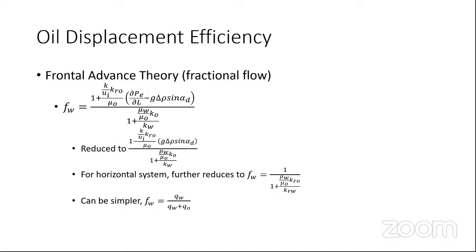Here's the frontal advance theory of fractional flow. So you have the fractional flow of water and how it's reduced to the ultimate equation. Mobility is related, your relative permeability is related, and really it reduces down to your water rate divided by your total liquid rate.